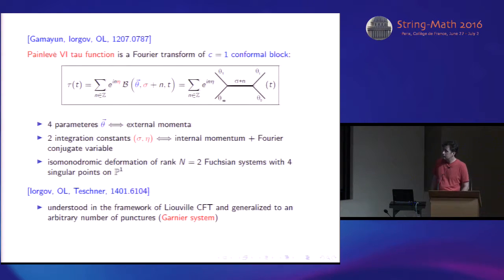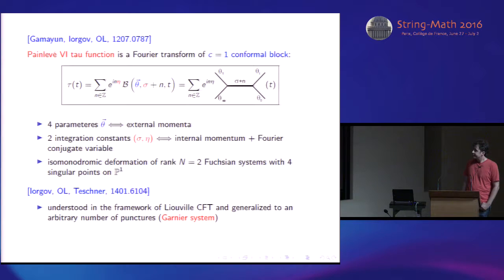So this Painlevé 6 tau function, the general solution, happens to be a Fourier transform of c equal to 1 Virasoro conformal block. You see on this picture, the four external legs of the conformal block correspond to four parameters in the equation. The equation is of second order, and two integration constants appear as the internal dimension and Fourier momentum. So this sigma and eta are actually Darboux coordinates on the character variety of the four punctured sphere.